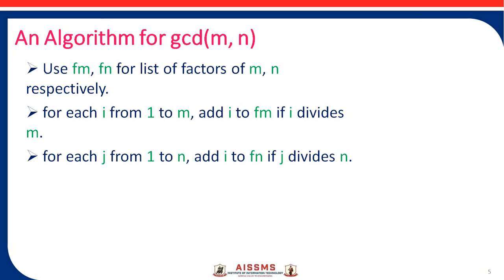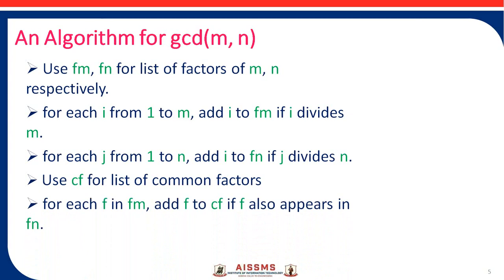Then we have to find the common factors list. This common factors list is represented by CF, and in CF we will have all the common factors. And how are the common factors found? By using this for loop. For every factor in FM, we check whether this factor is also in FN or not. If it is available in both, then we add that factor to the common factors list.